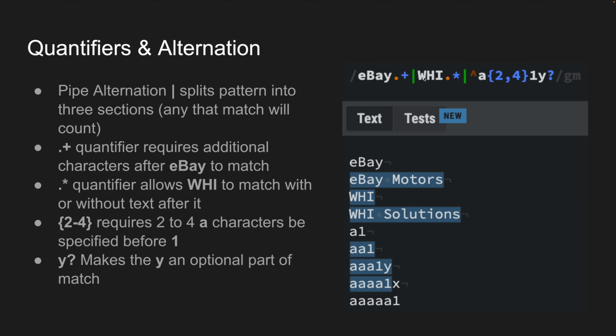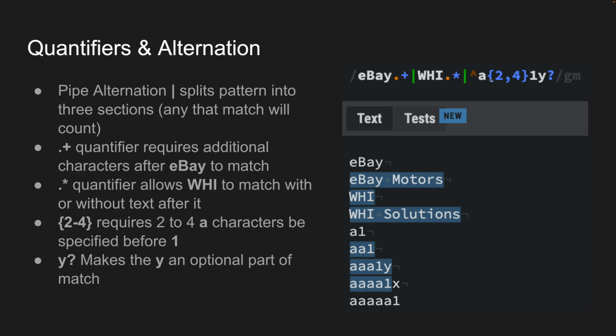And then with the other section, we have WHI with dot star. Dot star is going to be any character 0 or more. So WHI on its own doesn't have any other characters after it, but it's okay because it's going to match on 0 or more. But then we also have WHI solutions, which has extra text after it, and that works too.